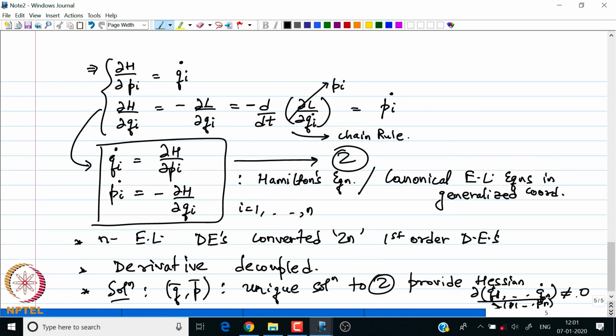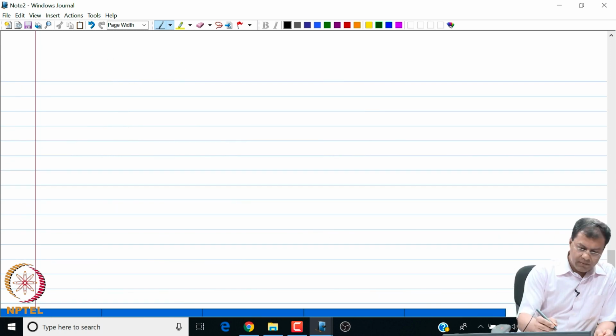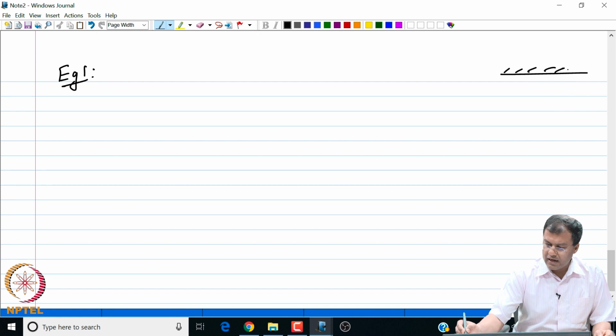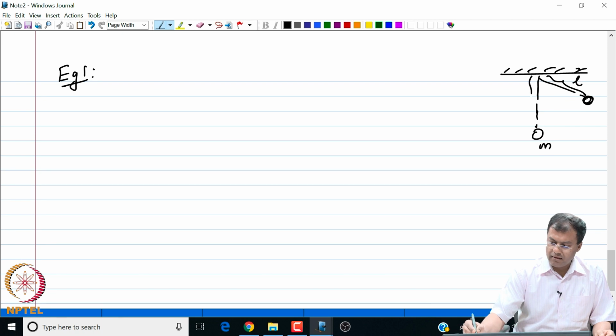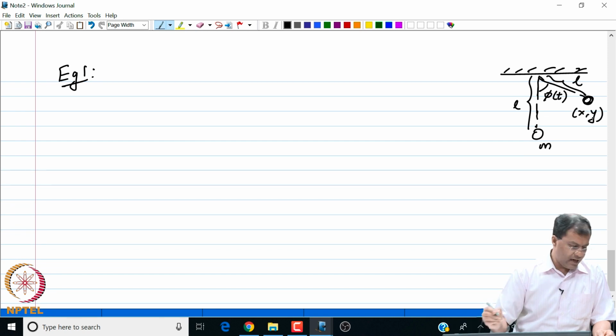Okay. Let us quickly look at how to use Hamilton's equation in finding the extremal of a functional. The example that I have in mind is that of the simple pendulum. So again we have a pendulum, a standard blob of mass m, hanging by a rope of length L. This is my rope of length L, and the angle that it subtends, let us say, is phi of t, and let us say the position coordinate is x comma y at any point of time, and this is m.